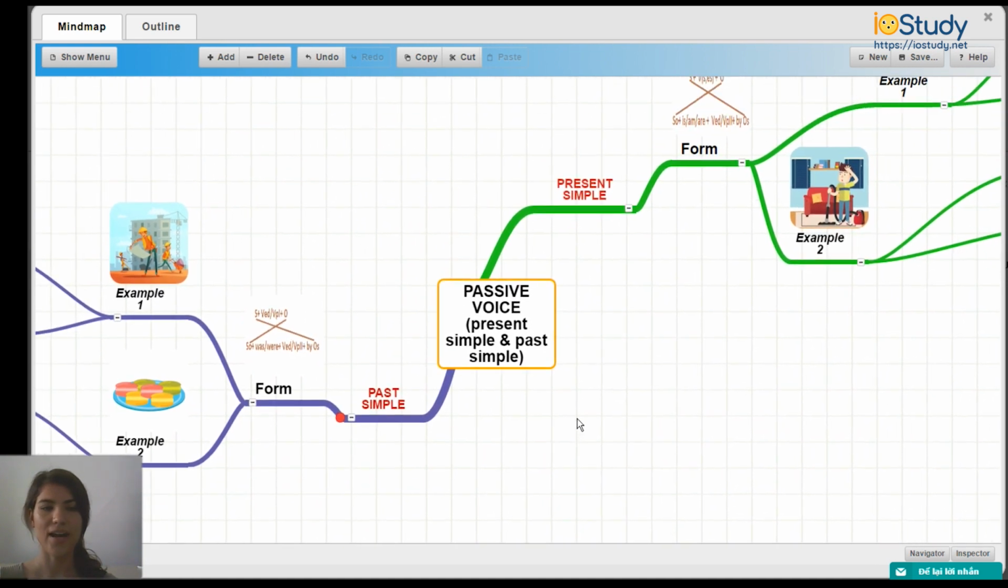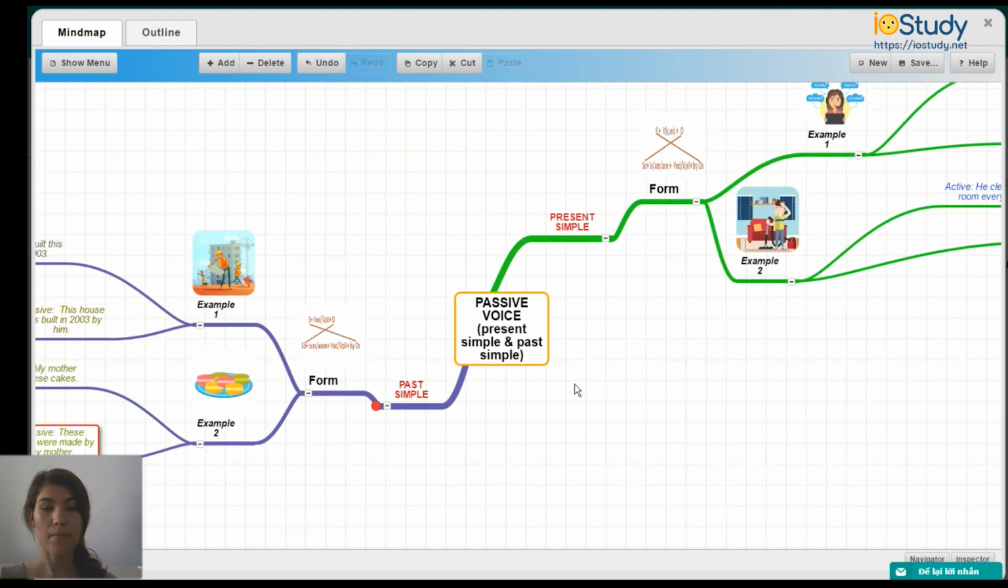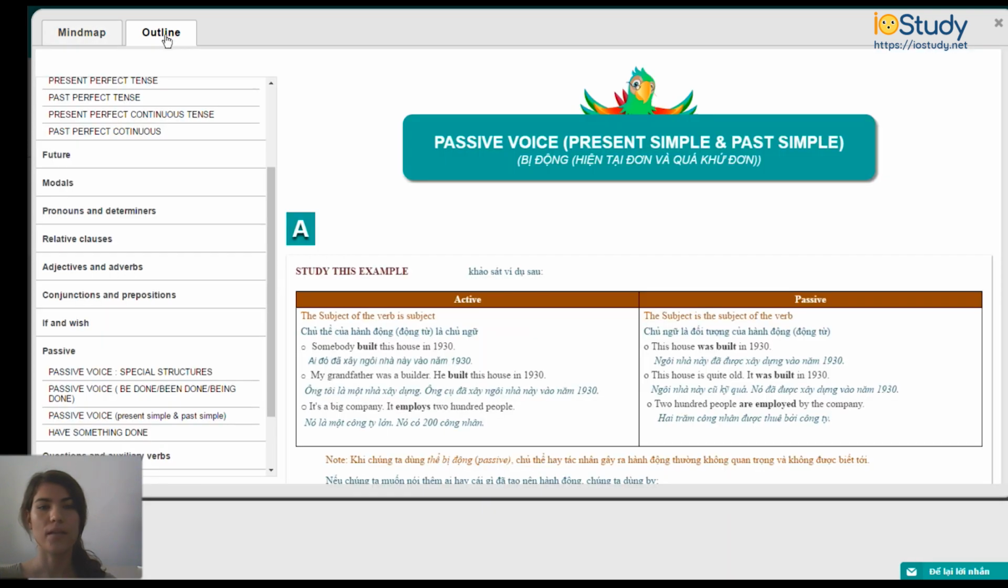Okay, so now here you have your completed mind map for the passive voice using the present simple and the past simple. So you can come back to this at any time. Now let's click here to find the outline for the passive voice, present simple and past simple. So here you have the outline for the passive voice, present simple and past simple.